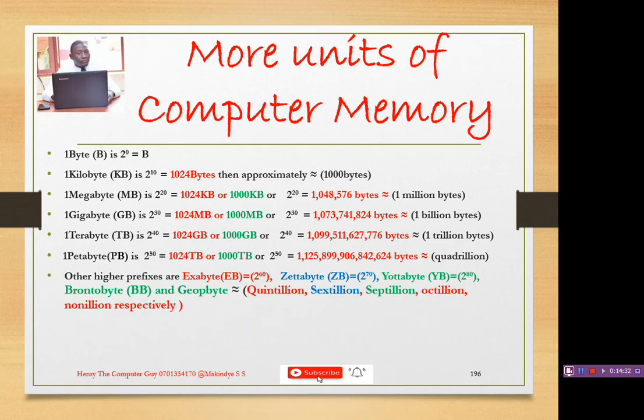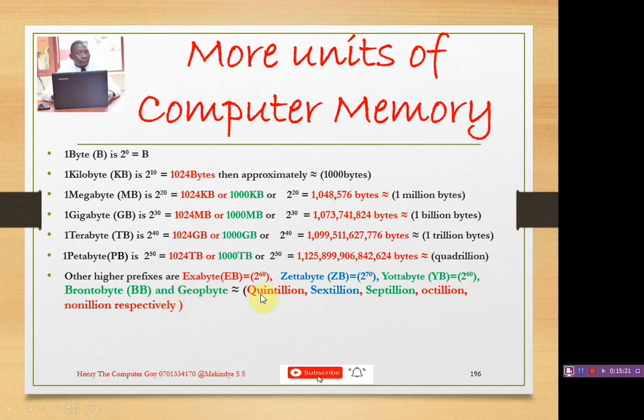So let's also look at some other higher prefixes. From a petabyte, we come to what we call an exabyte, and that is 2 to the power 60. So you go on doing the same like this. That means that the exabyte will be 1000 petabytes. Then the zettabyte will be 1000 or 1024 exabytes. Then the yottabyte will be 1024 zettabytes. And we come to what we call a brontobyte, which is also 1024 yottabytes. Then actually we can stop on the geopbyte. Are we together? Which is the 1024 brontobytes.